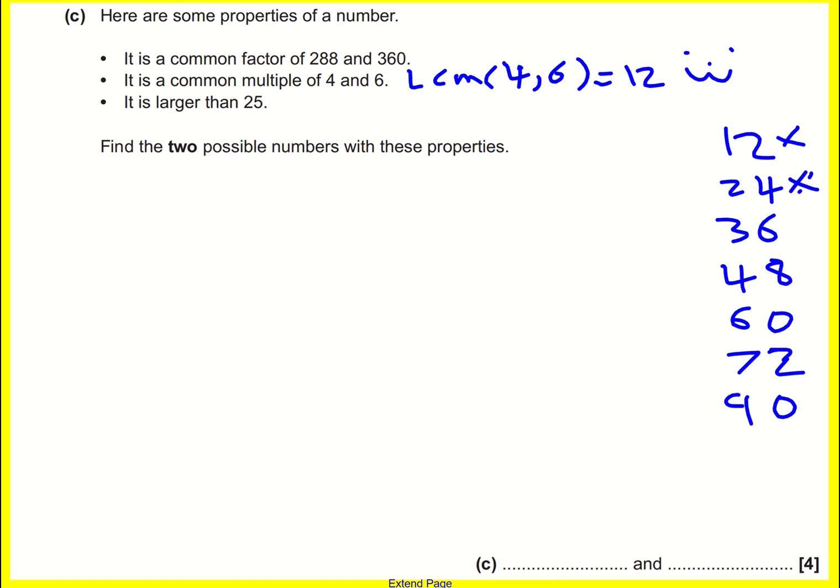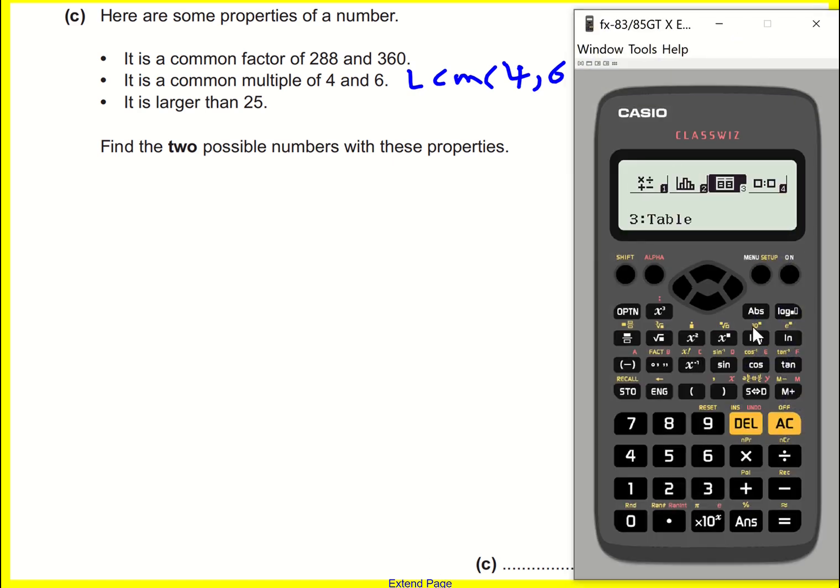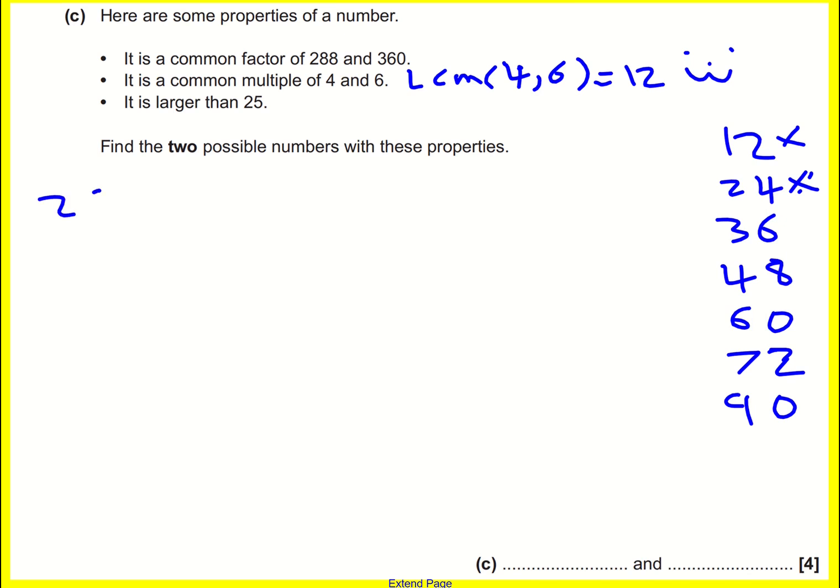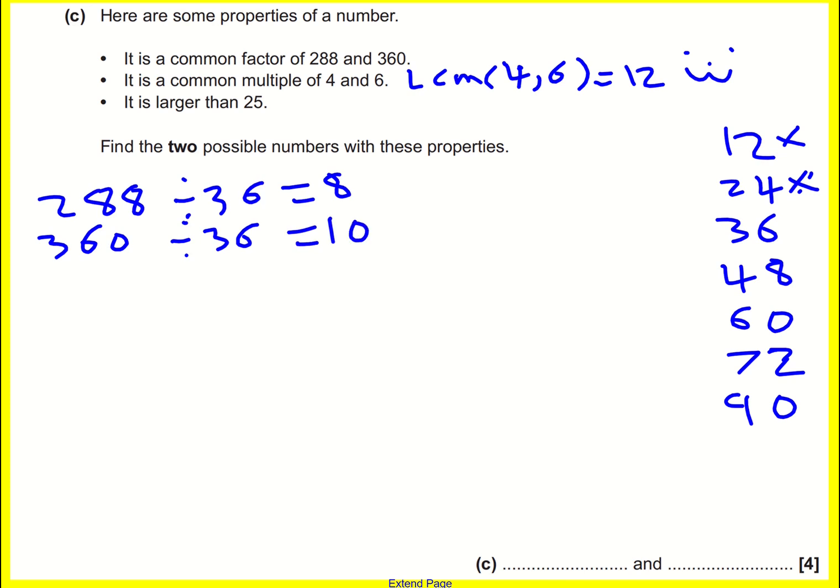So I could try 36. I could see if 288 divided by 36, yes, it's equal to 8. So 288 divided by 36 is equal to 8. And I know that 360 divided by 36 is just equal to 10. So 36 is definitely a possible answer.